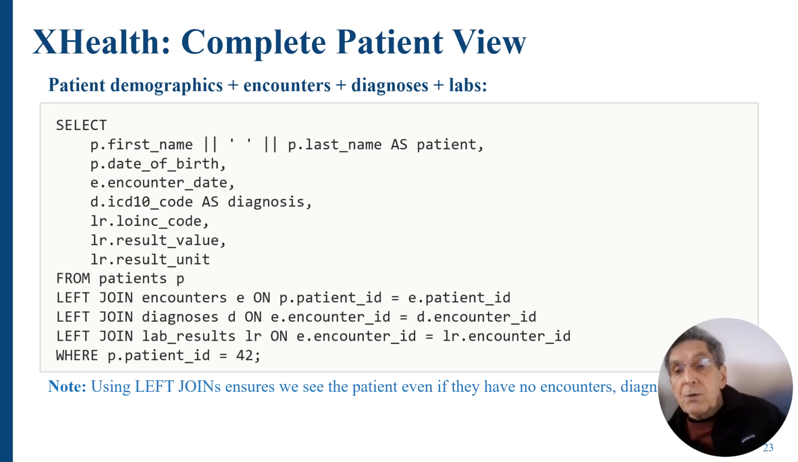If the patient has no encounters, we will still see their demographics. If they have encounters but no diagnoses for some, we will still see those encounters. The nulls will help tell us what's missing. This is a common pattern for patient dashboards and longitudinal views. You want the complete picture, including what's absent, not just what's present.